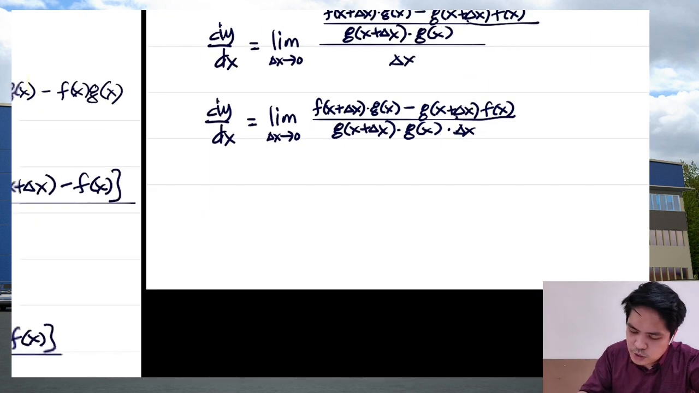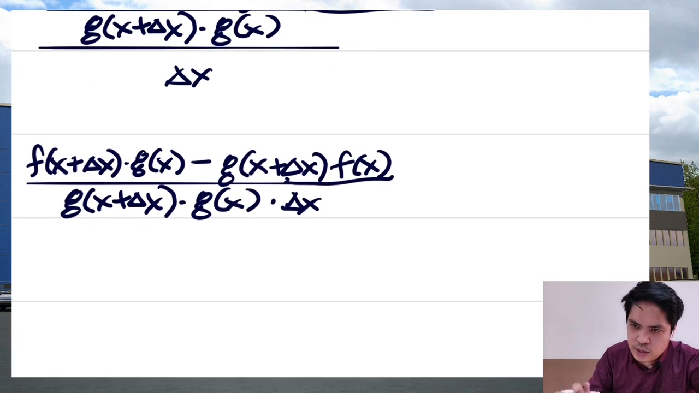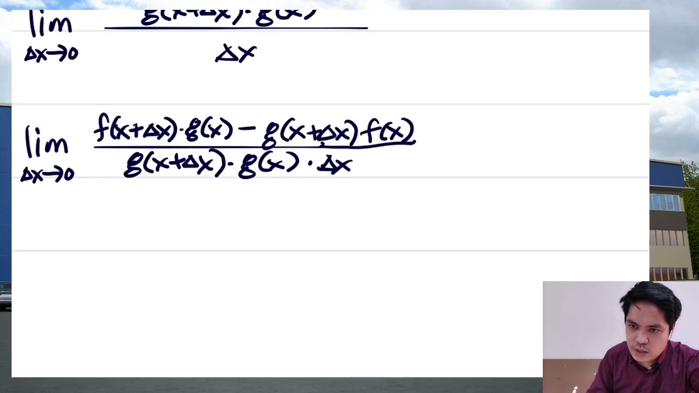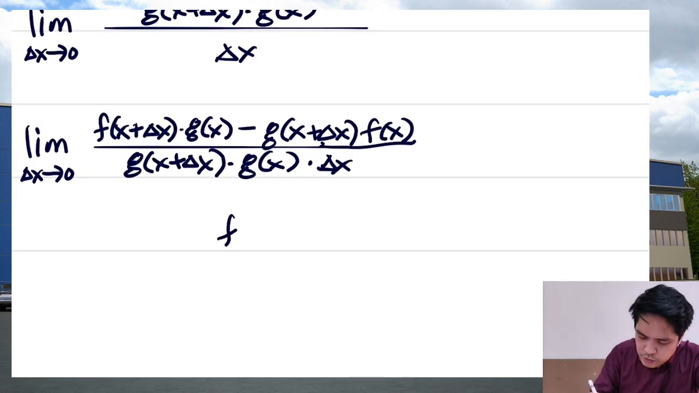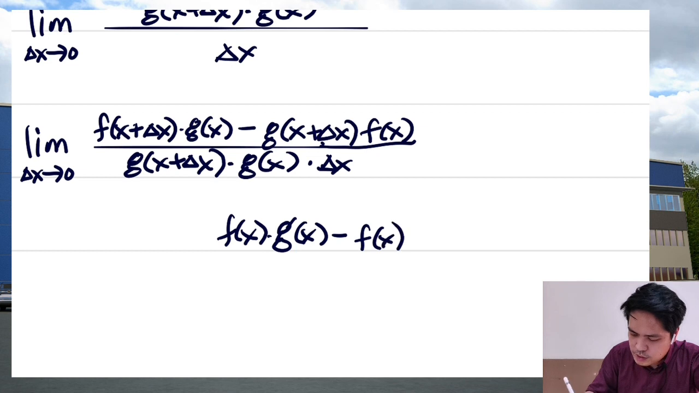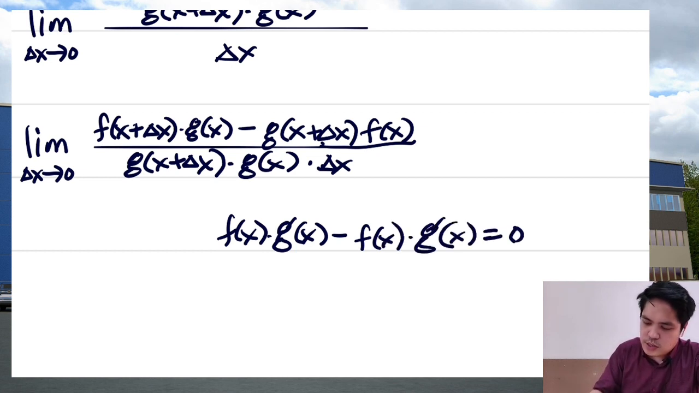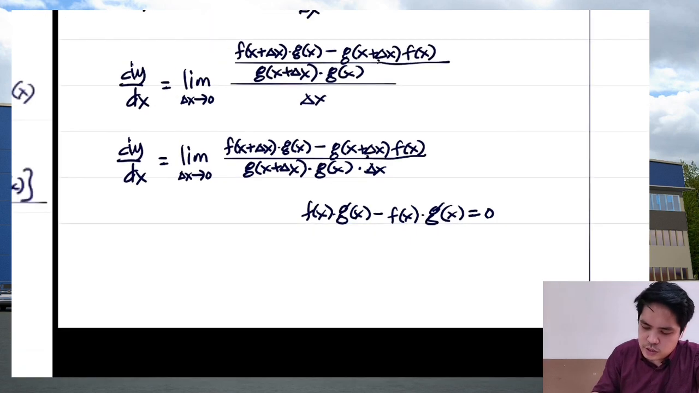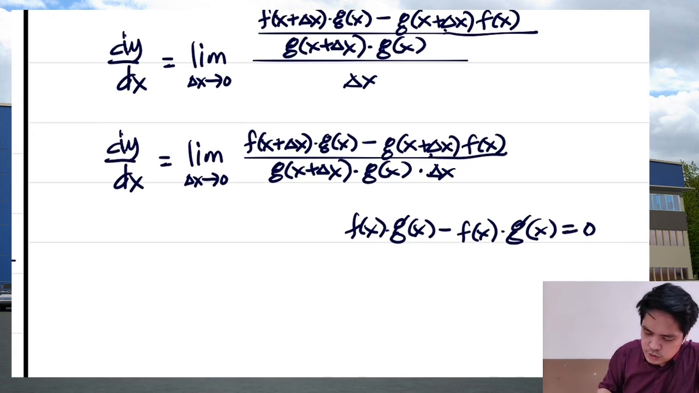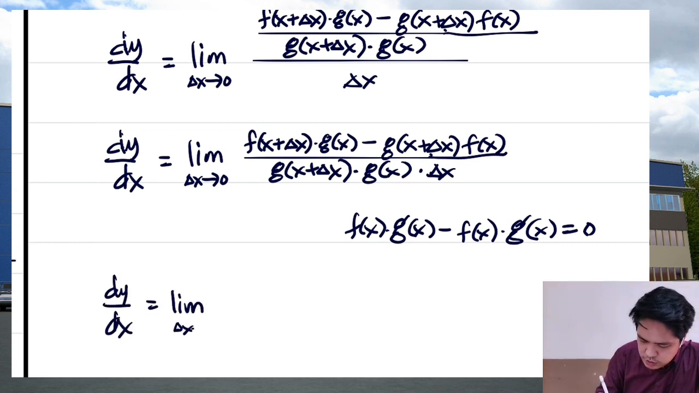So therefore, sa numerator, we need to add additive identity, which is 0, in the form of f of x times g of x minus f of x times g of x. That is 0. So we'll just add that here sa numerator. So we'll have dy over dx equal to the limit as delta x approaches 0.